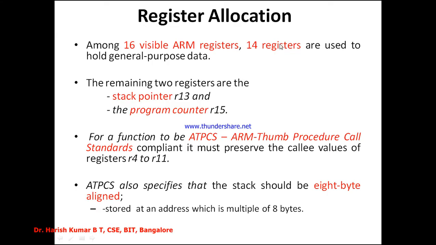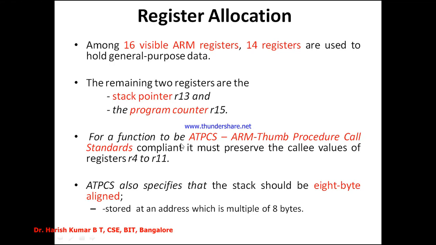So among these 16, 14 registers can be used for holding general purpose data, excluding R13 and R15. Since R13 is reserved as the stack pointer and R15 is reserved as the program counter, these two cannot be used for holding general purpose data. R14 acts as a link register, as you already know. At some point of time, even R14 can be used for holding general purpose data. These are the visible registers; 13 and 15 cannot be used for holding general purpose data.